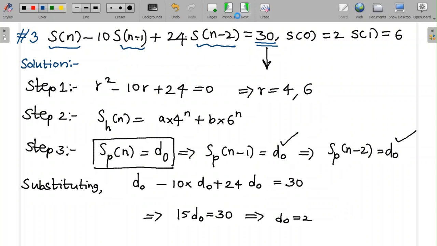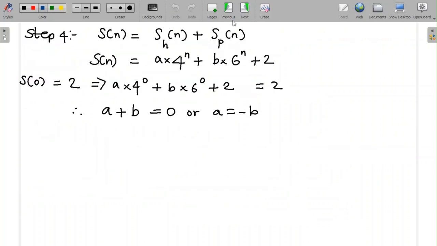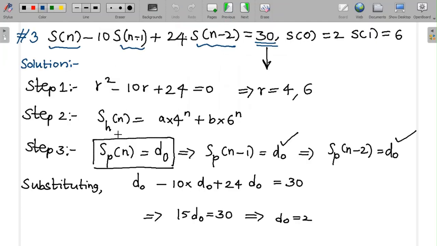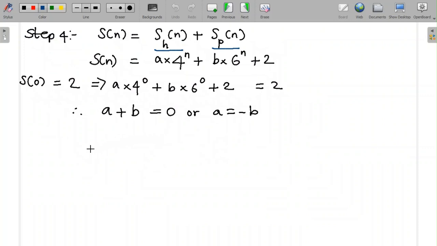Now, once we know that, we can find the other two constants as well. So the solution of the recurrence relation is made of two parts, the homogeneous part, which we know already, and the particular part, which we just solved. So we have a times 4 power n plus b times 6 power n plus 2 as the answer. Now, we'll use the two pieces of information that were part of the question, S of 0 and S of 1. When n is 0, we have the term to be 2. So a times 4 power 0, b times 6 power 0 plus 2 is equal to 2. Or we just have a plus b is equal to 0, which means a is the same as negative b.